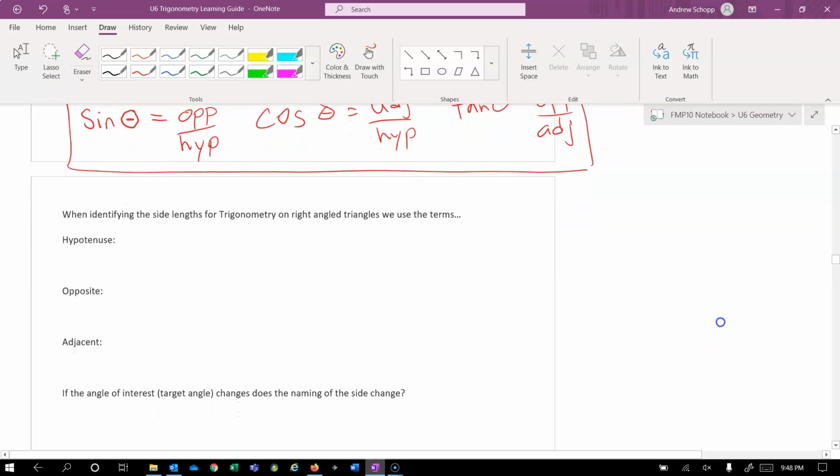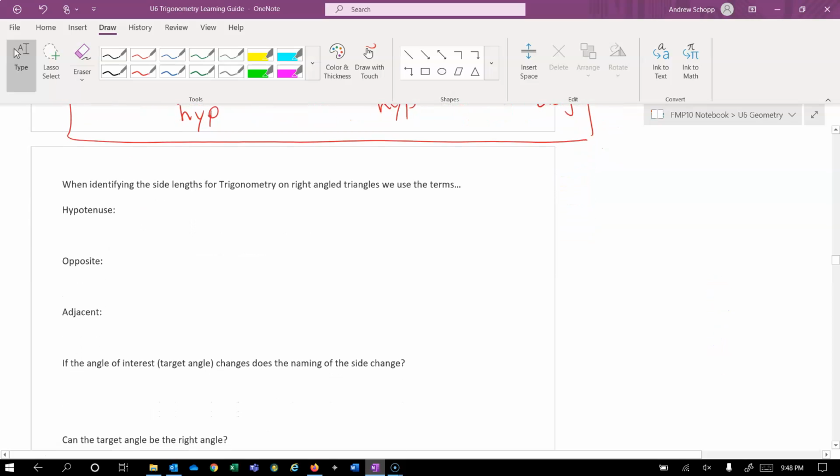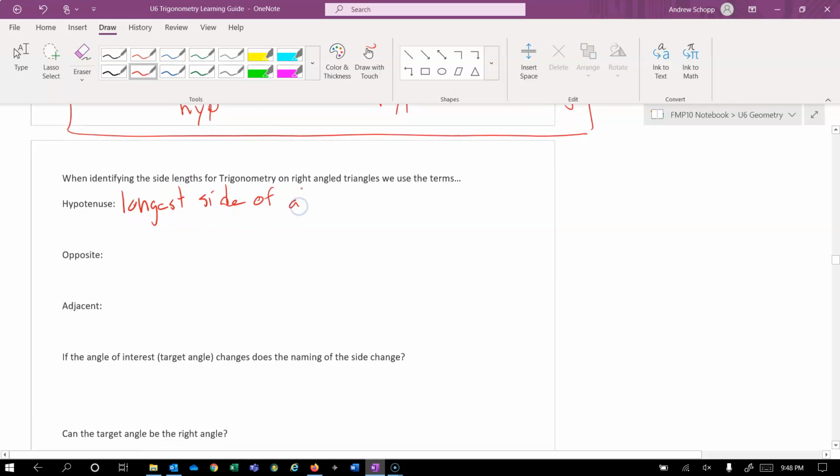I'm going to take a few moments and just define a few pieces that I introduced earlier. When identifying the side lengths for trigonometry on a right angle triangle, we use the terms hypotenuse, which is the longest side of a right triangle. You can also think of it as being across from a 90-degree angle, or the right angle.